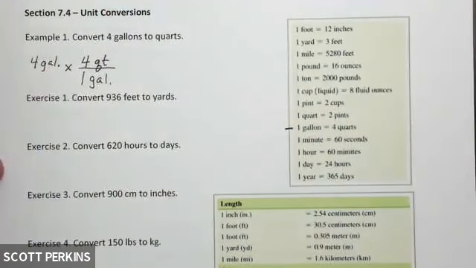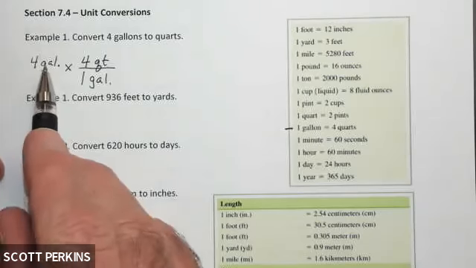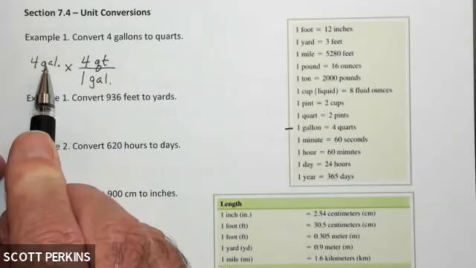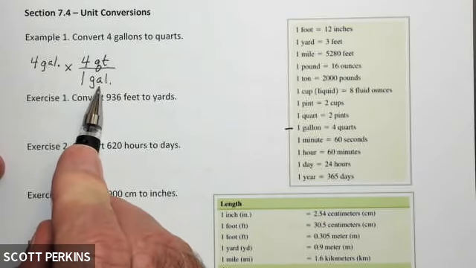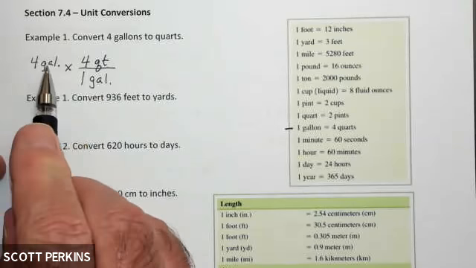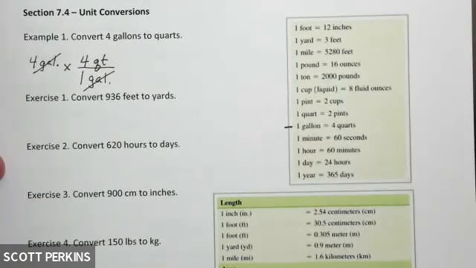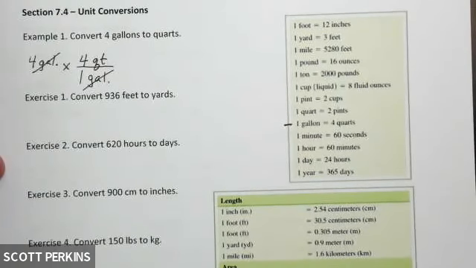And here's why I'm doing this. I started with gallons. I want to cancel the gallons. I don't want them to be there. That's why I put the gallons in the denominator here. Because now I have gallons in the numerator, I have gallons in the denominator. These will cancel. And now I'm left with the units that I want, which are quarts.